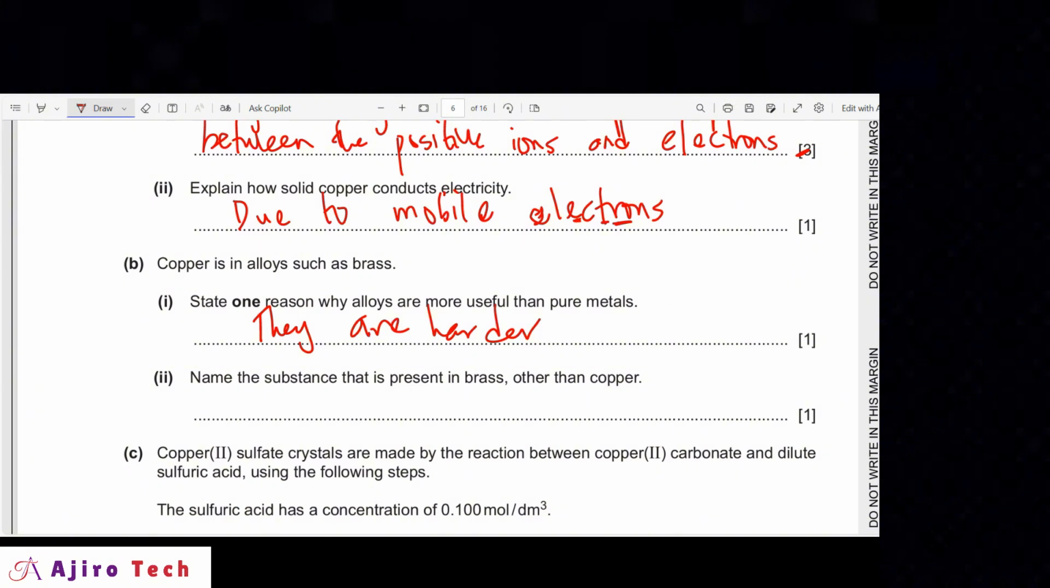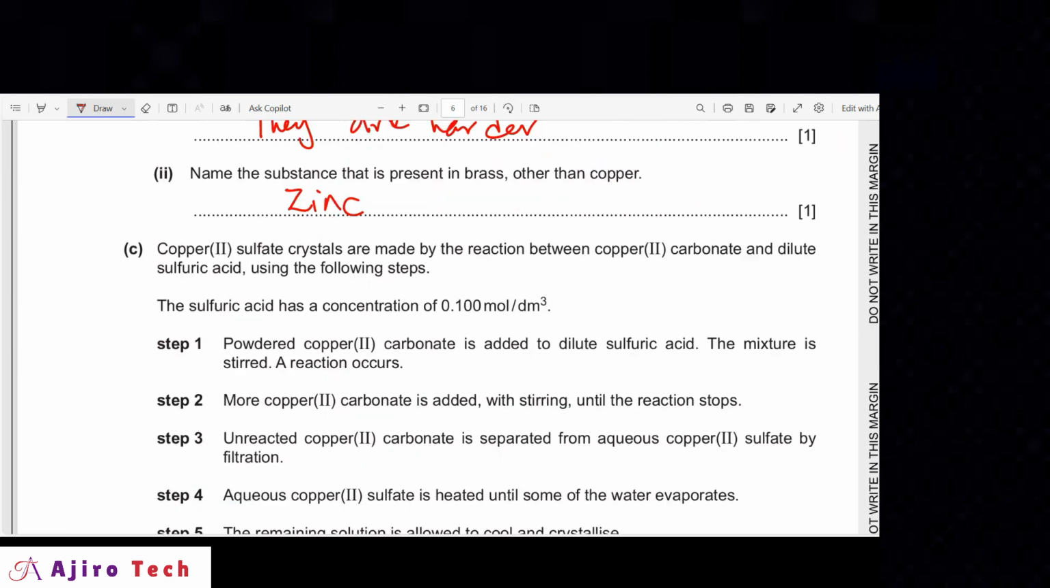Name the substance that is present in brass other than copper. Of course, you know that when we talk about brass, we look at copper and zinc. So zinc is the other element that makes up brass. All right, so go to the next question.